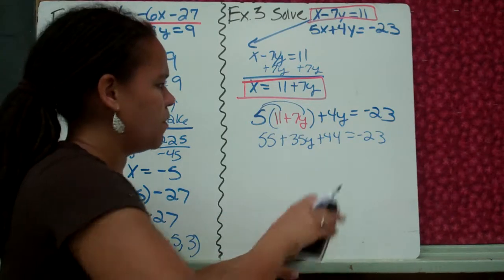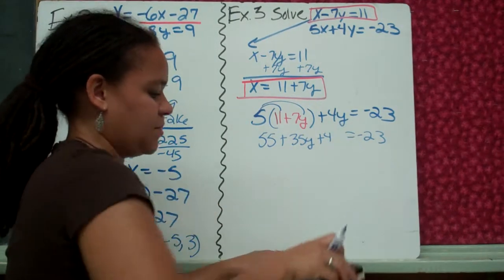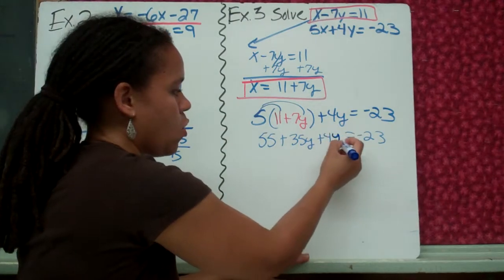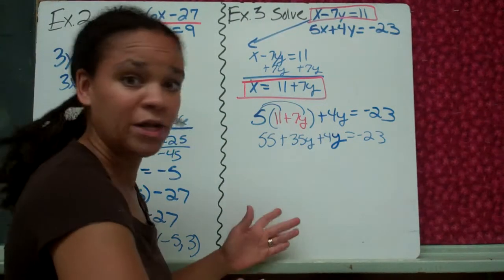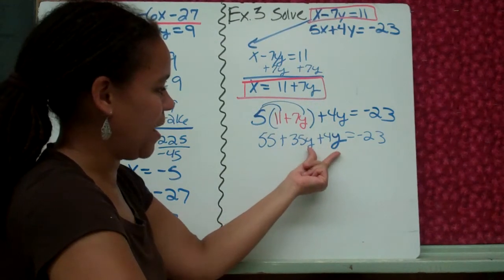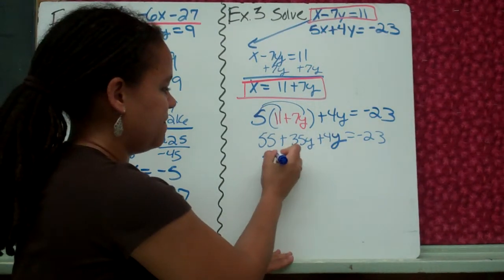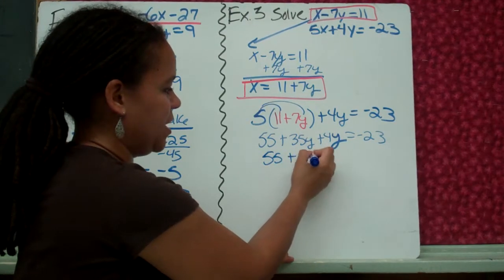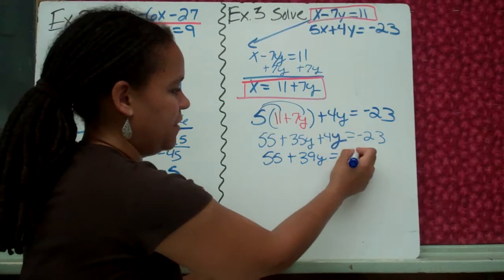And note to self, right? Neat. This was supposed to be a 4y, not a 44. Why didn't you tell me? Okay, 55. Now, we can't combine those. We're going to combine these. So 55 plus 39y is equal to negative 23.